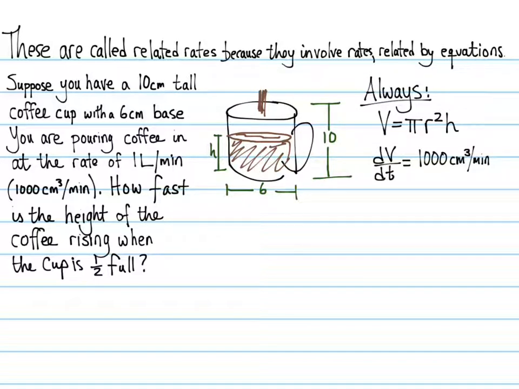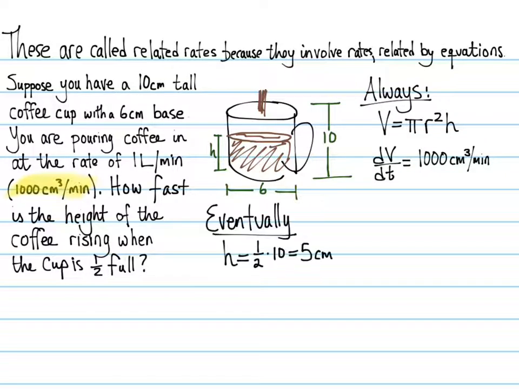Well, the volume of a coffee cup, or a cylinder, is pi r squared times the height. And we know that dV/dt, and I've changed it from 1 liter per minute to this, which is 1,000 cubic centimeters per minute, because our other units are in centimeters. Eventually, we're going to use the fact that the height is 5 centimeters, and what we want to solve for is dh/dt.